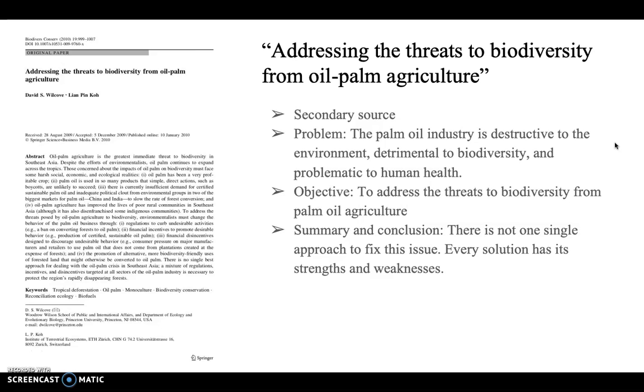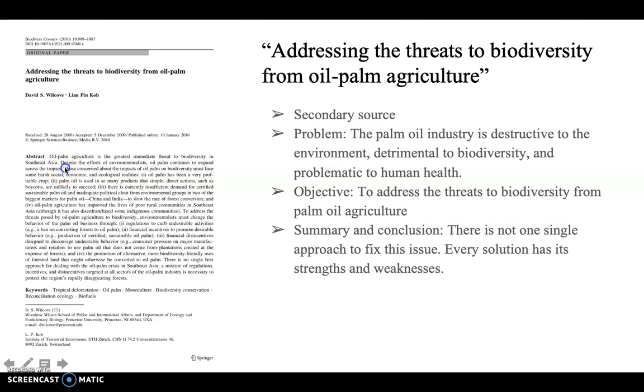So the problem that they addressed is that the palm oil industry is destructive to the environment, detrimental to biodiversity in the regions in which these plantations are formed, and problematic to human health. So the overall objective was just to address the threats to biodiversity from palm oil agriculture and to speculate if there are any solutions that we can possibly see. Now, this was in 2009, and there weren't any other papers that I found more recently with any other solutions to this issue. And I will read a little bit of the abstract for you.